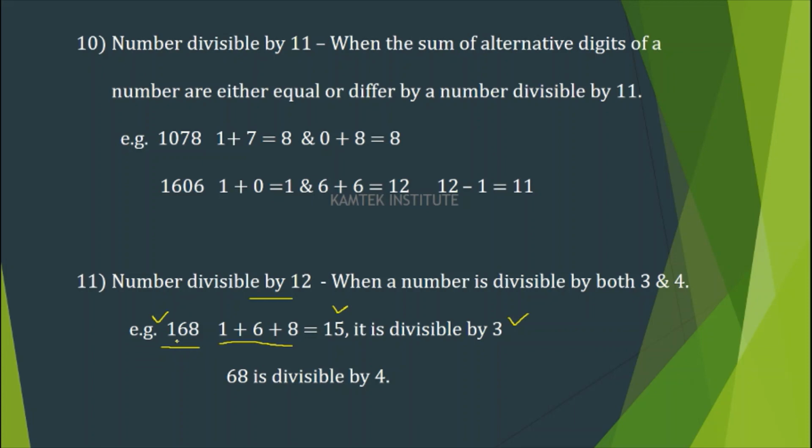In order to check whether this number is divisible by 4, we'll take the last two digits, that is 68, and we'll divide it by 4. Because 68 is divisible by 4, that means 168 is also divisible by 4. And we know now that this number is divisible by both 3 and 4, so it is also divisible by 12. Right? I hope it is clear to you all. In case it is not, I request you all to repeat the video once again.